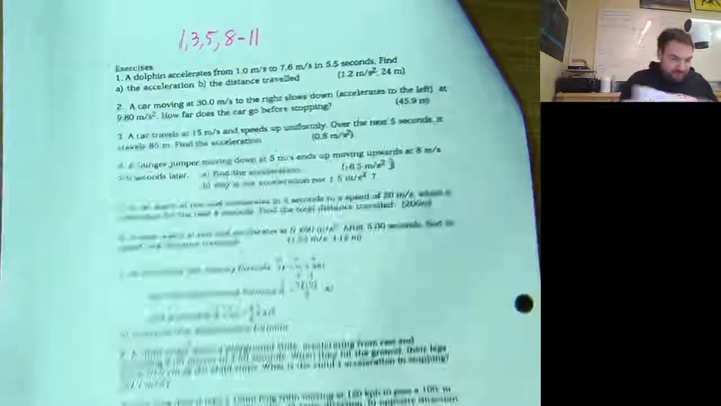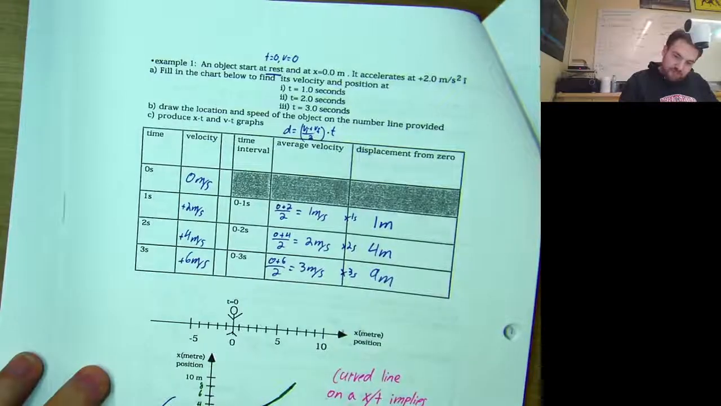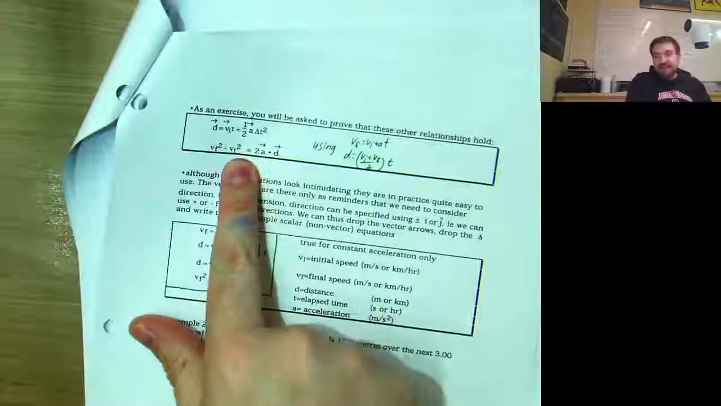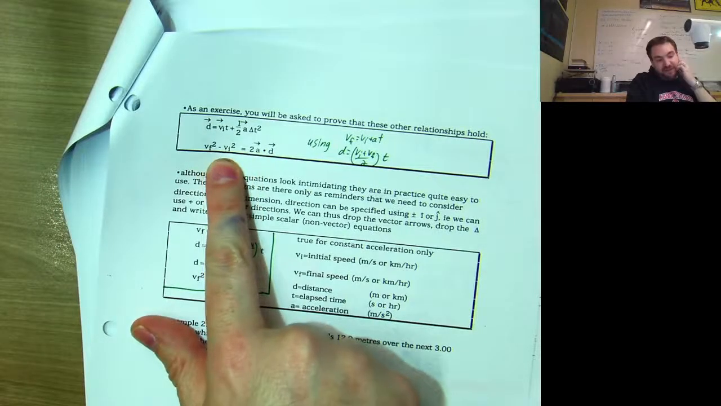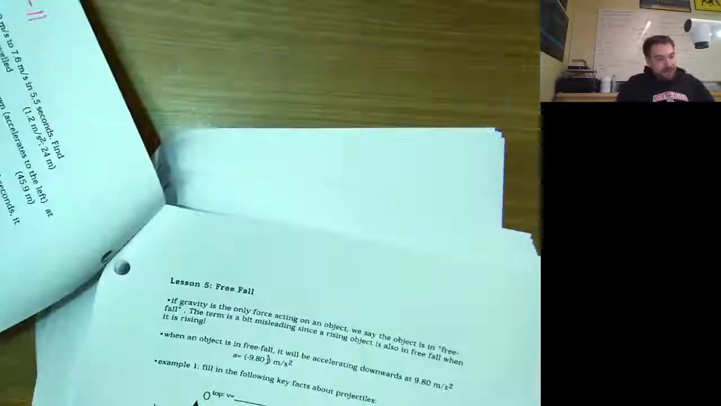So 11 is the proof of this guy here. Prove that v_f squared minus v_i squared equals 2ad. See what you can do with that.